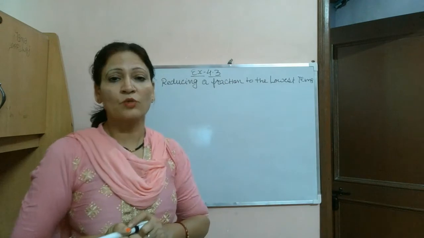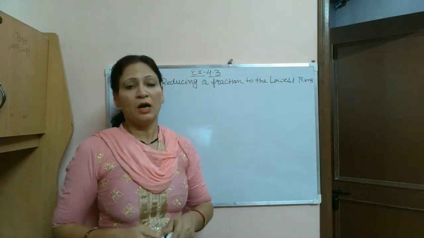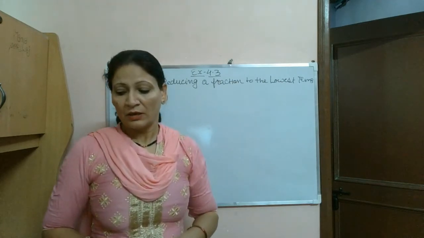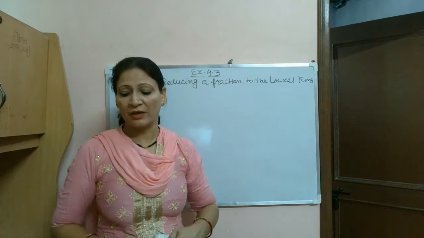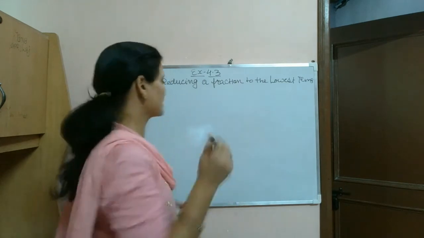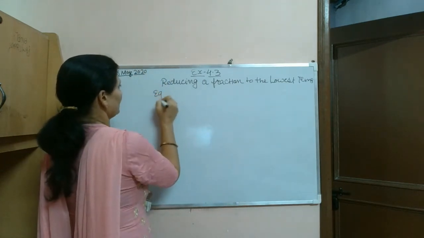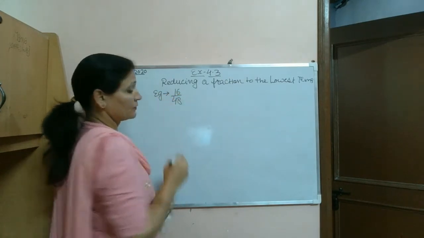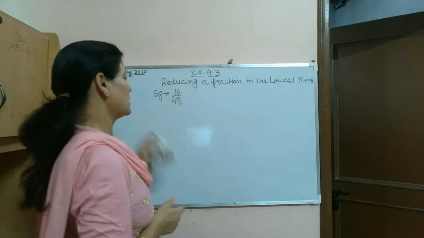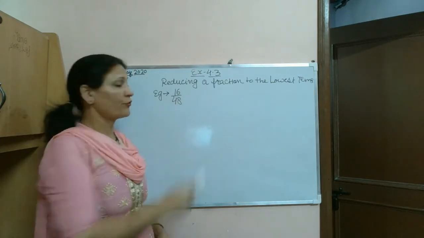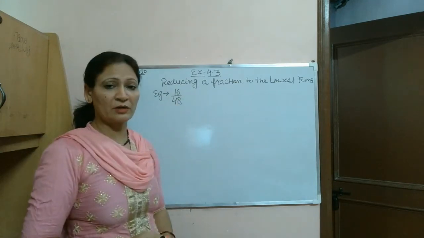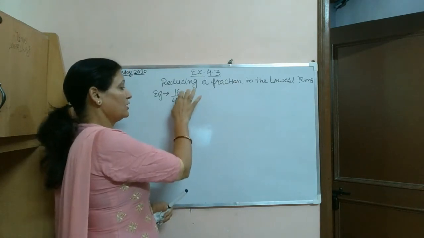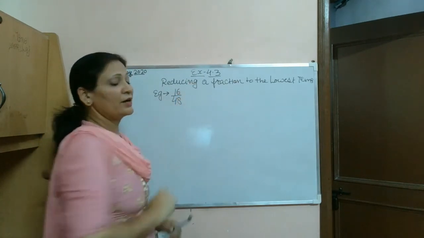We know how to reduce to the lowest term. Take one example, 16 by 48. First we will know about 16 upon 48. 16 is the numerator and 48 is the denominator. Which table cancels both numerator and denominator?